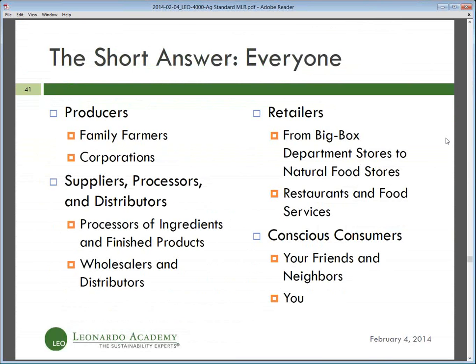We also will encompass wholesalers and distributors. Next, we have the retailers, from the big box department stores to the small natural food stores. We also include restaurants and food services in this category. And finally, we have you, the conscious consumer, your neighbors, and your friends.